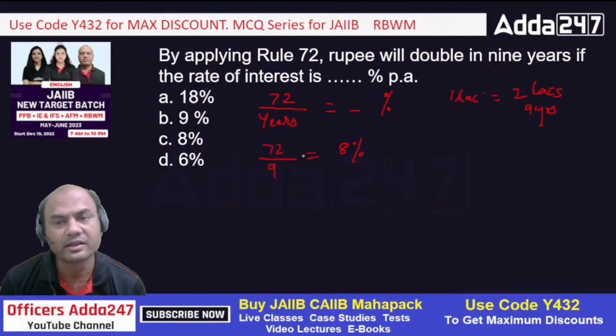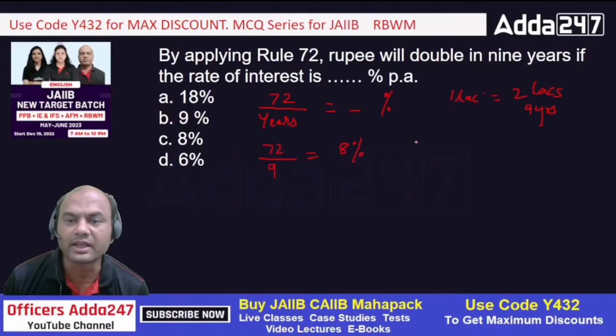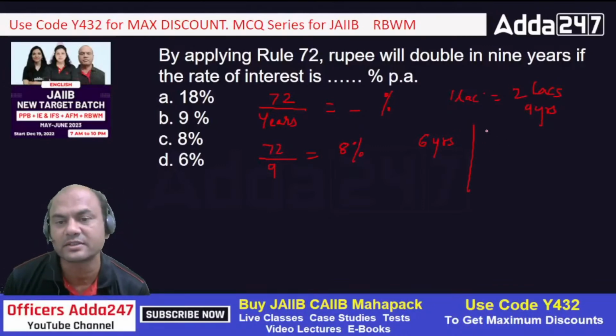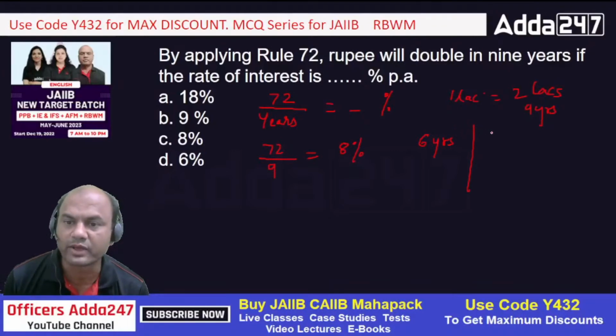So if I apply an 8% rate of interest, then my 1 lakh rupees will become 2 lakh in 9 years. Got it? Clear, everyone? Now I'll ask you one question. I want my amount to be doubled in 6 years. What should be the rate of interest? Type fast in the comment section. Yes, correct, 12%, right? Now you understood it?